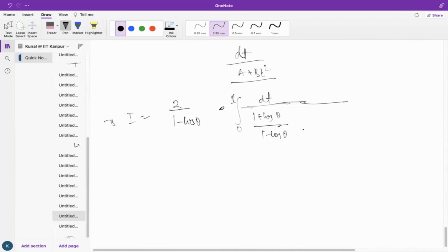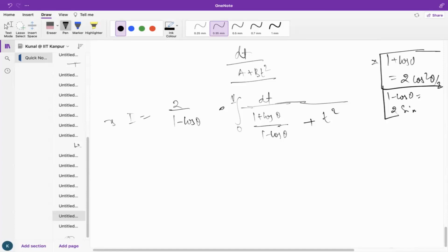Now there will be t square. And we know in trigonometry, you all read that 1 plus cos theta we can write as 2 cos squared theta by 2. This is the formula. And 1 minus cos theta is equal to 2 sine square theta by 2. I hope you read this. So we are going to apply the same thing here. 1 minus cos theta we can write as 2 sine square theta by 2.